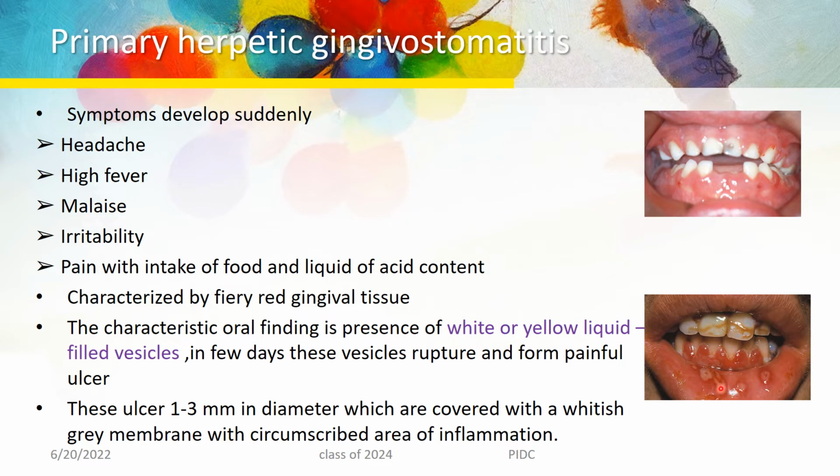The oral findings are white or yellow liquid-filled vesicles, which in a few days may rupture to form painful ulcers. So here is a condition with painful ulcers. These ulcers may be 1 to 3 mm in diameter, covered with a whitish or grey membrane, with a circumscribed area of inflammation.